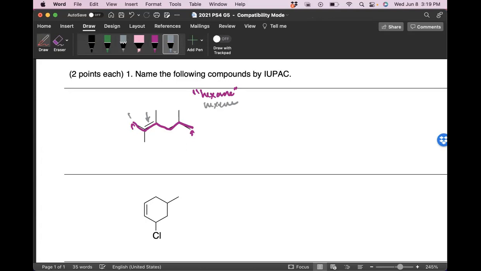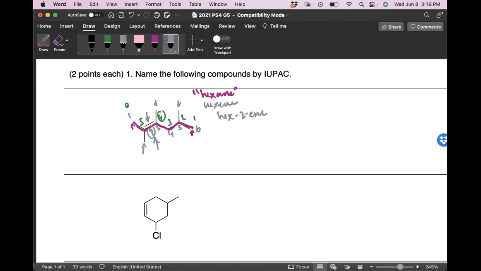And let's go ahead and number it both ways. 1, 2, 3, 4, 5, 6. The other way around, 1, 2, 3, 4, 5, 6. All right. Well, if our alkene takes priority over these methyl groups, then our gray numbering would be correct. We want the alkene to be 2 compared to 4. And when you number it, the number you denominate the alkene with is always the first carbon you come across before crossing that double bond. So this would be a hex-2-ene.